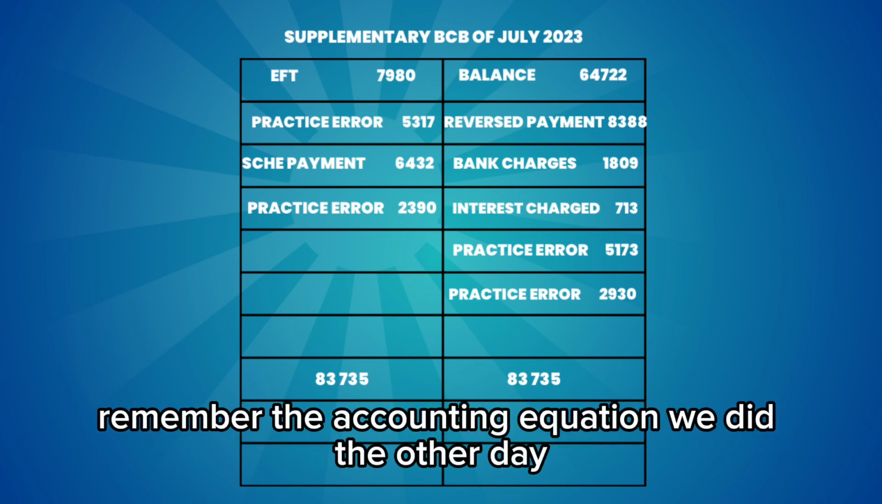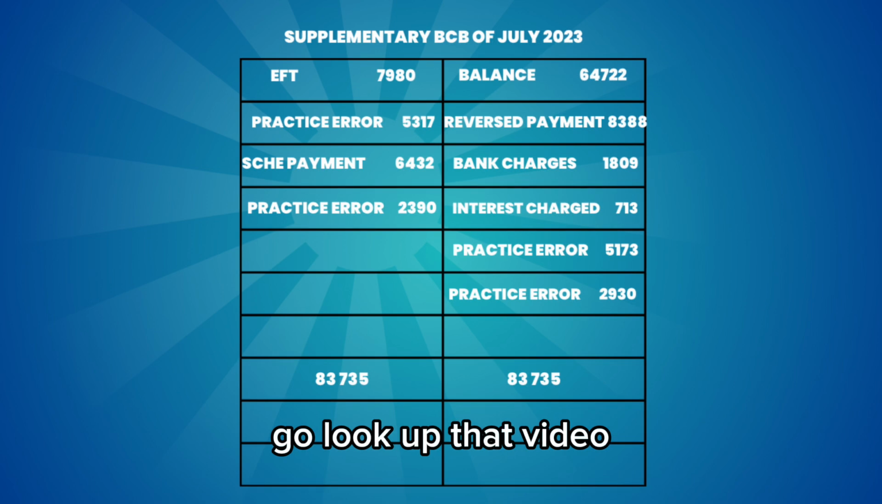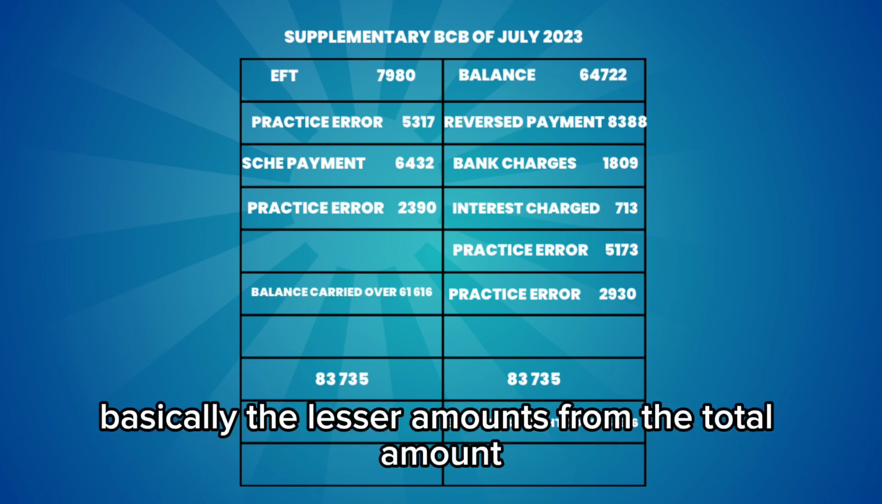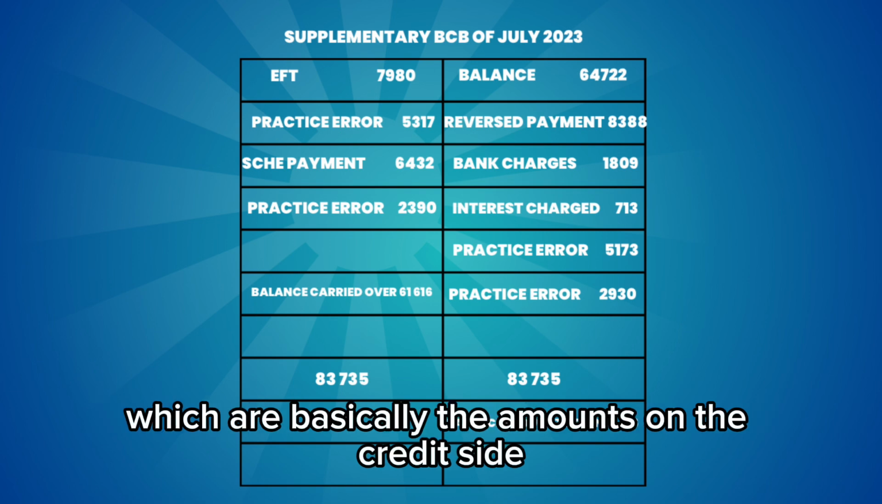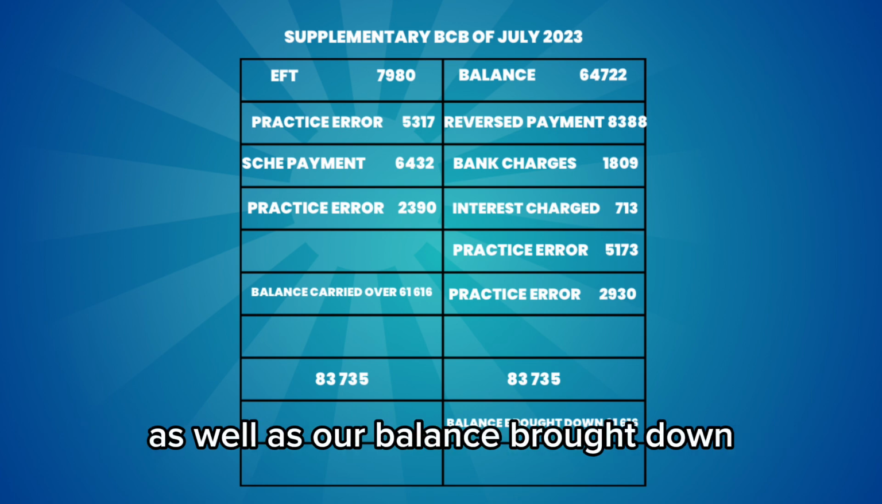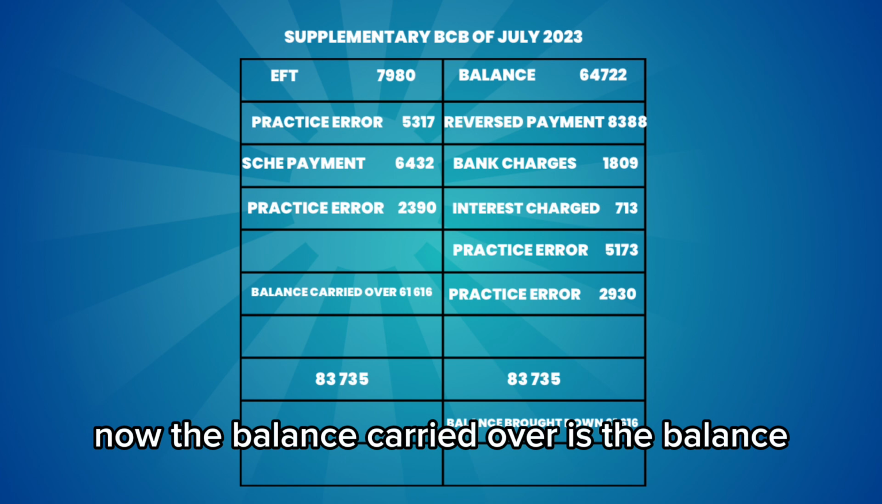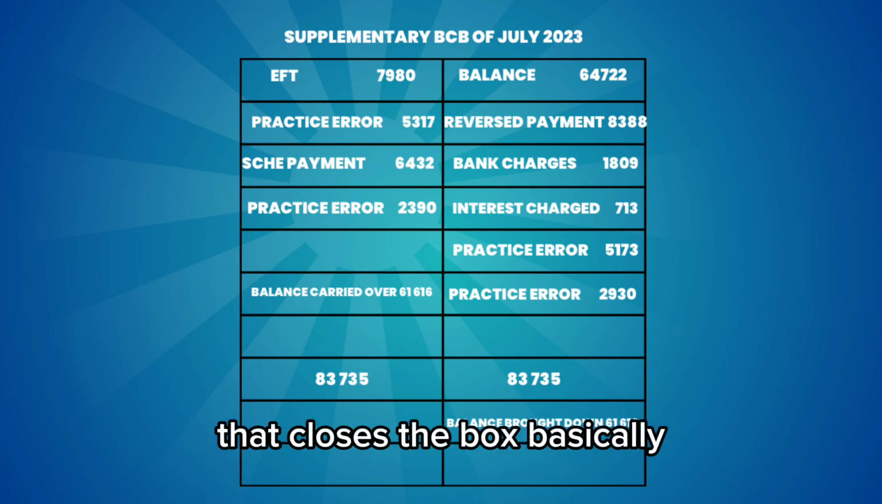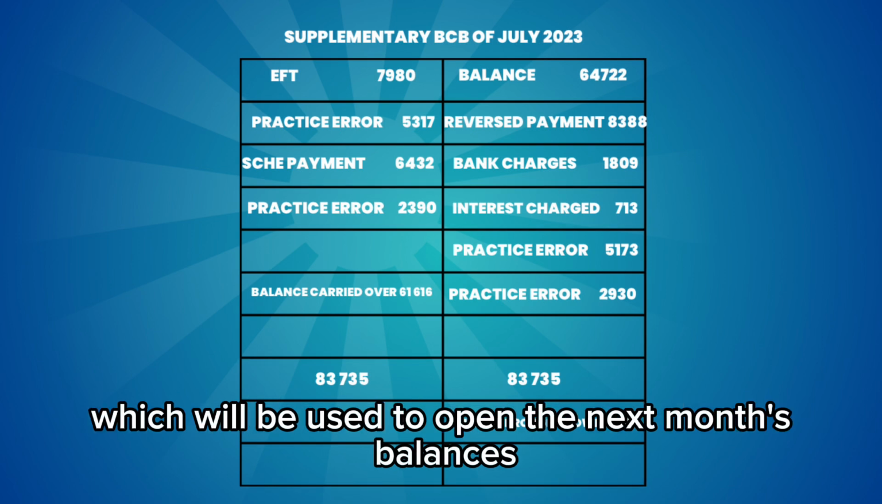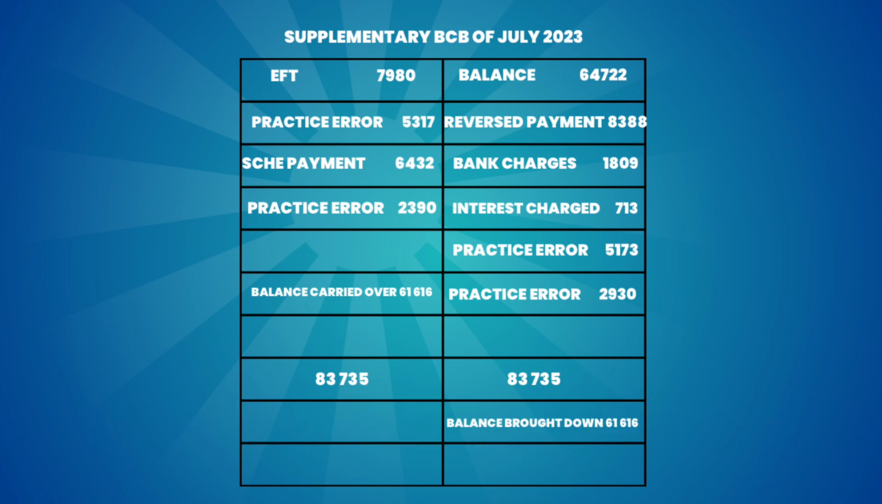Remember the accounting equation we did the other day? Go look up that video. From here, we subtract the amounts on the debit side, basically the lesser amounts, from the total amount, which are basically the amounts on the credit side. That is when we get our balance carried over as well as our balance brought down. Now the balance carried over is the balance that closes the books basically, and the balance brought down is the balance which will be used to open the next month's balances or books.